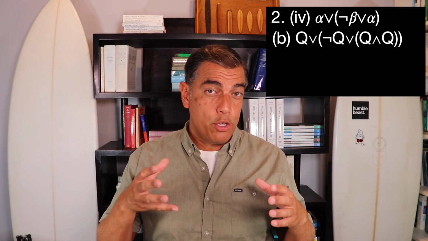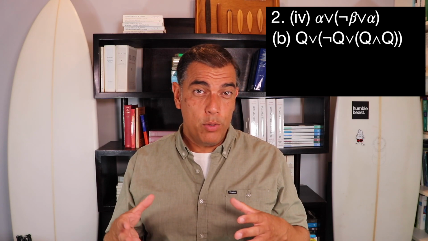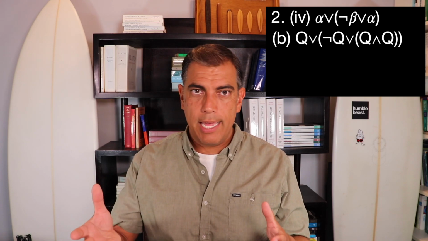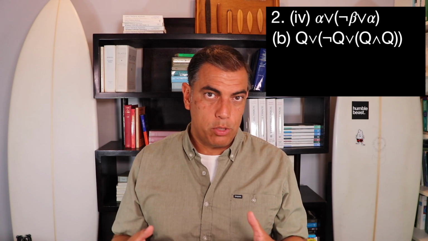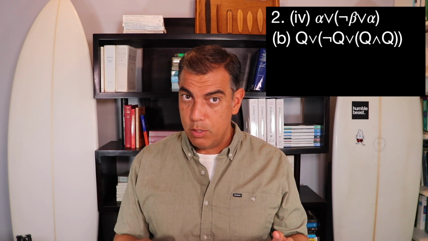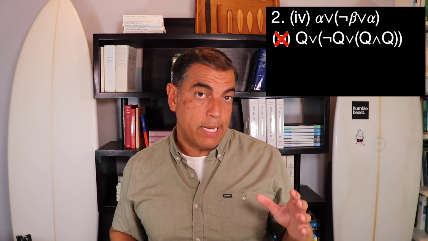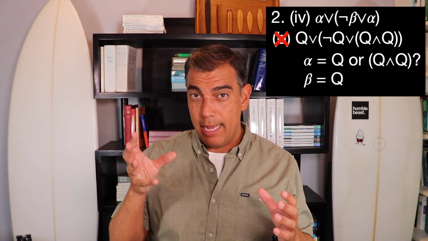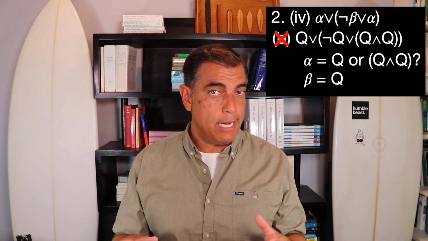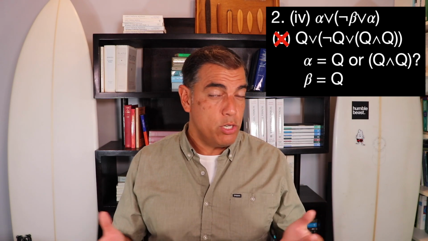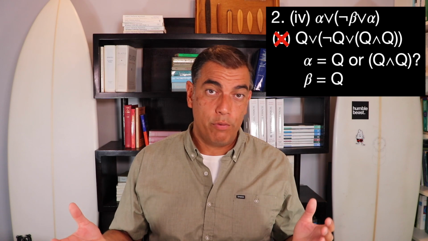Our second one is "Q or not Q or Q and Q." Now, again, "Q and Q" is actually identical to just Q, but that's not what this proposition says here, right? So we have alpha being replaced by Q in one spot and by "Q and Q" in another spot. So those are two different propositions. So this isn't an instance of the logical form. The beta is fine though.